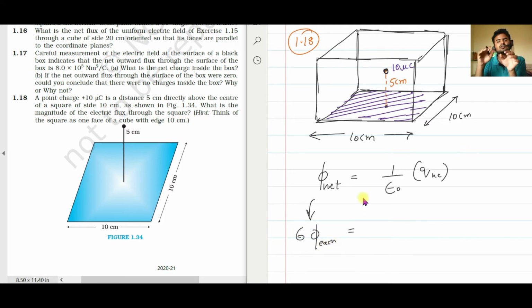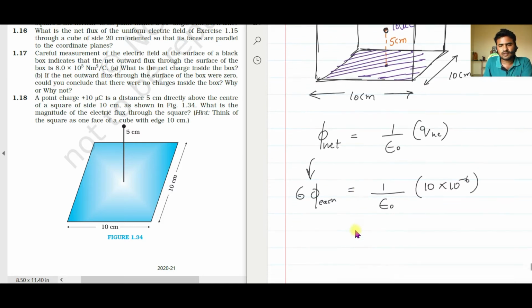Why? Because this cube has how many surfaces? On the side you have 4 surfaces, right? And on the top one surface, bottom one surface. So totally 6 surfaces. So 6 times flux through each surface is 1 by epsilon naught times the charge present within it. How much is the charge that is present within it? 10 microcoulomb, 10 into 10 to the power of minus 6. So how much will be the flux now?